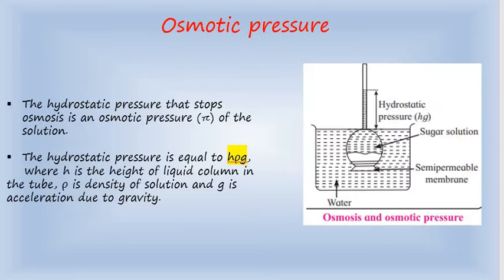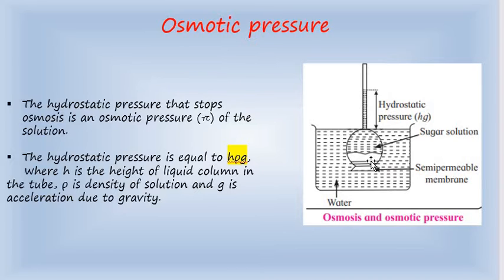And now, what is osmotic pressure? A semi-permeable membrane is firmly fastened across the mouth of the thistle funnel. Let's understand this first. This is one thistle funnel, and the semi-permeable membrane is fastened over the mouth, and sugar solution is filled inside the thistle funnel, and this inverted thistle funnel is immersed in a container of pure water.